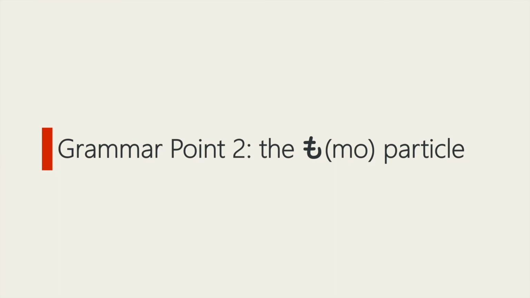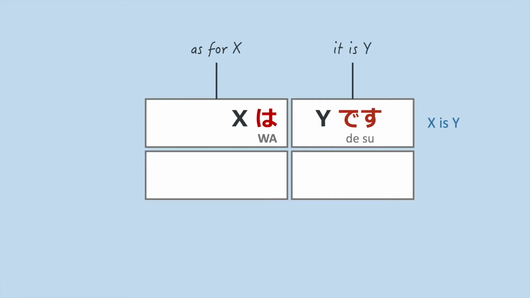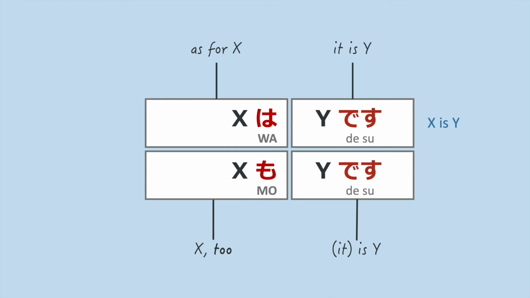Let's look at the grammar point 2, the mo particle. As we have learned, x は y です means as for x it is y, and it's translated as x is y. What happens if we use the も particle instead of the は particle? X も Y です. X も means X too. So X も Y です means X too is Y.